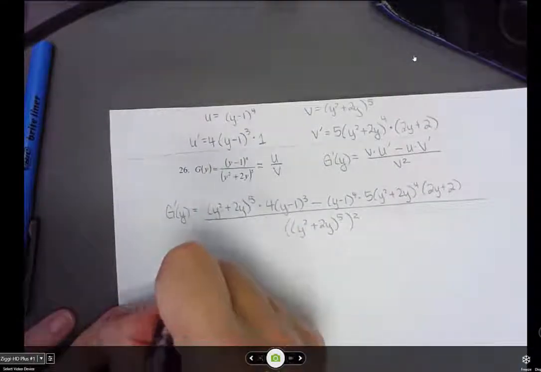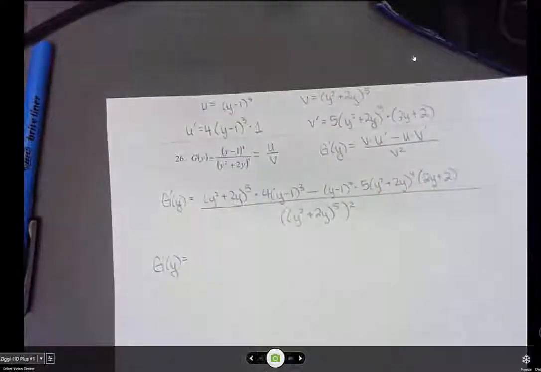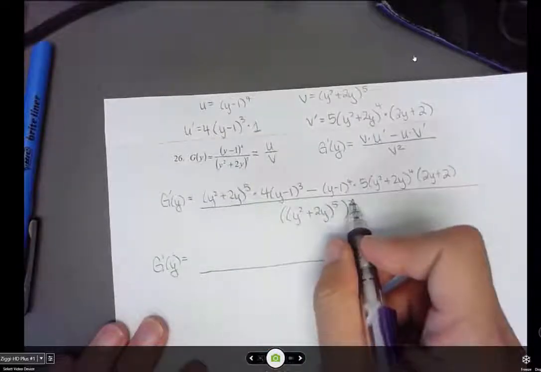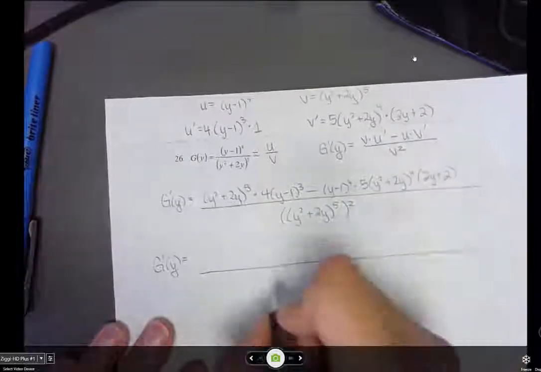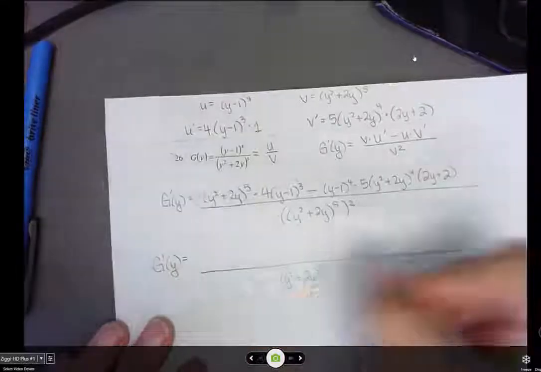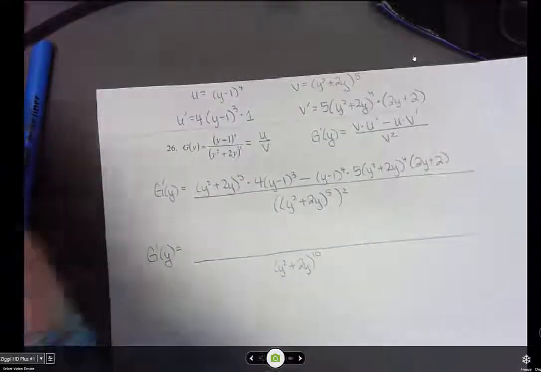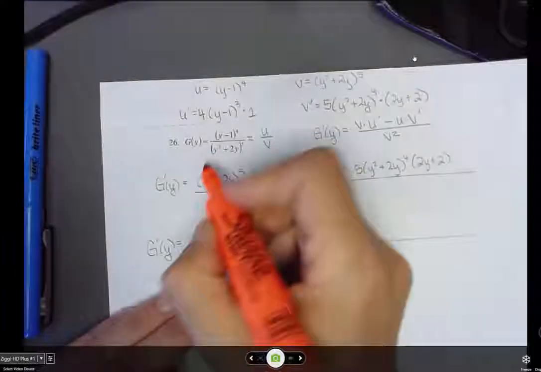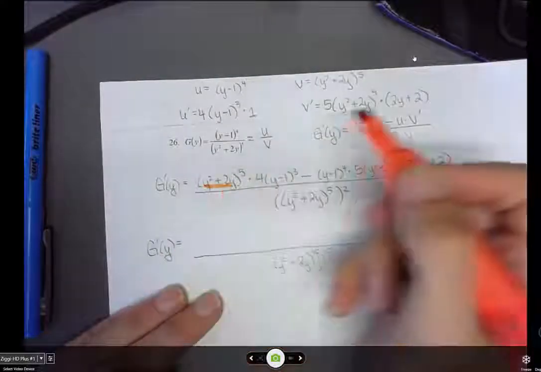Okay, so here's how you simplify something like this. First, I'm going to do the denominator. Parentheses to a power, you just multiply exponents, right? So y squared plus 2y to the 10th. In the numerator, you don't want to multiply stuff out. You want to factor what they have in common. So I see they have y squared plus 2y here and a y squared plus 2y there.